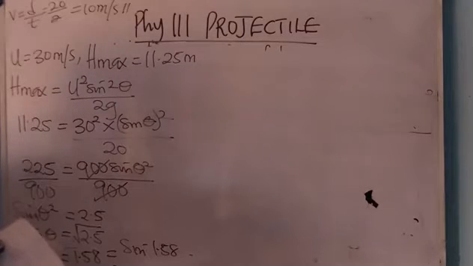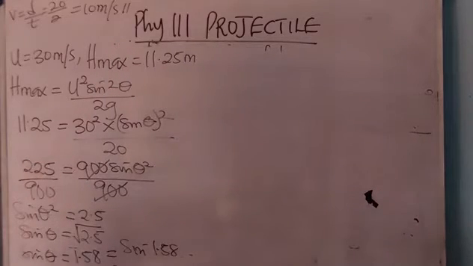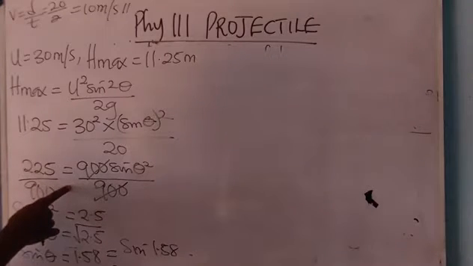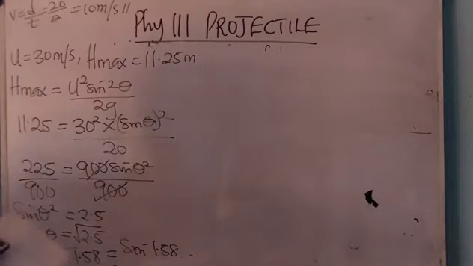so shift sine 1.58 equals, okay, shift sine 1.58. Why am I not having my value now? I hope what I did here is correct, because this should be 900 now. 30 times 30, 900. So 225 divided by 900, sorry, because 225 divided by 900.